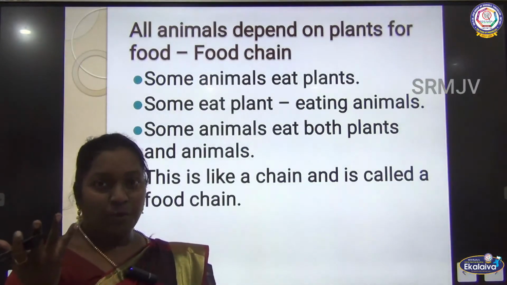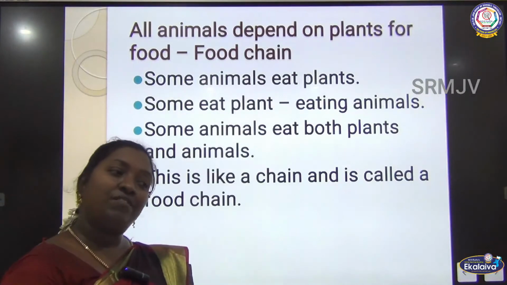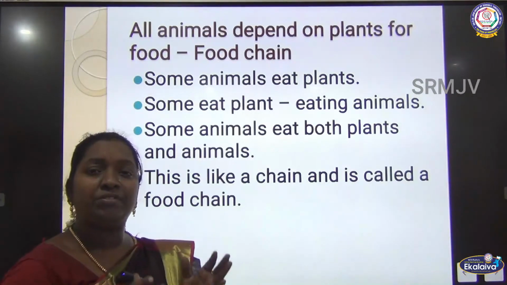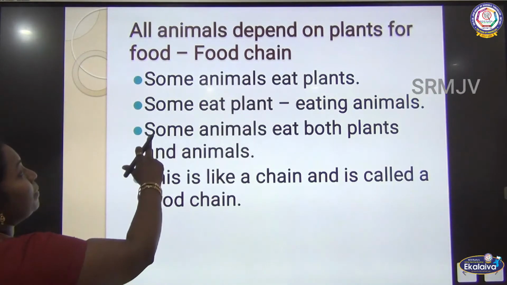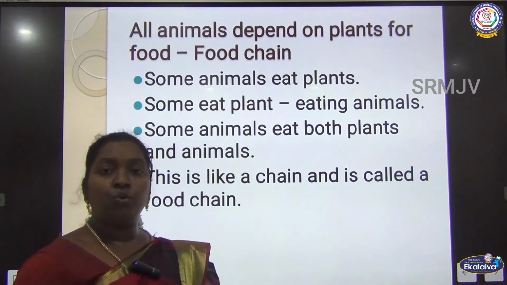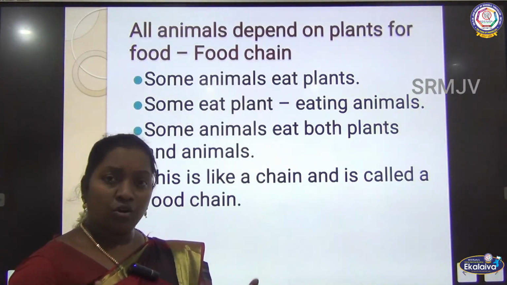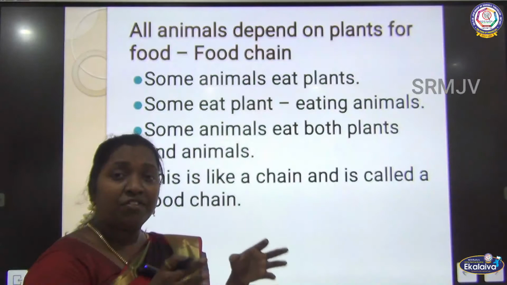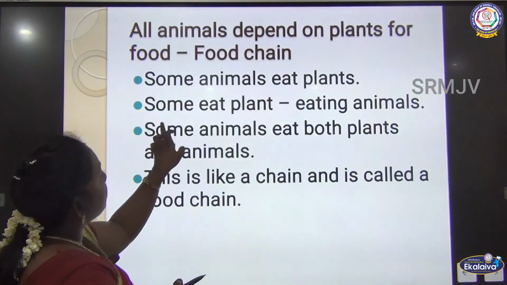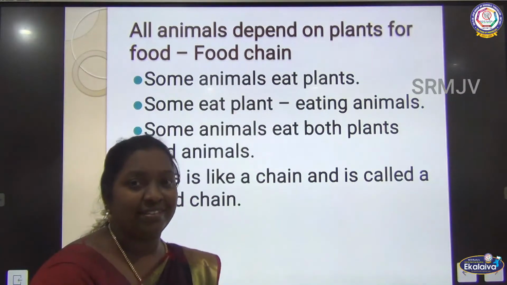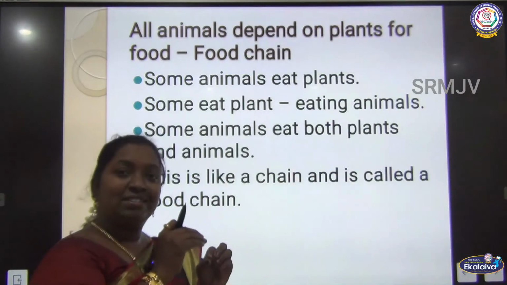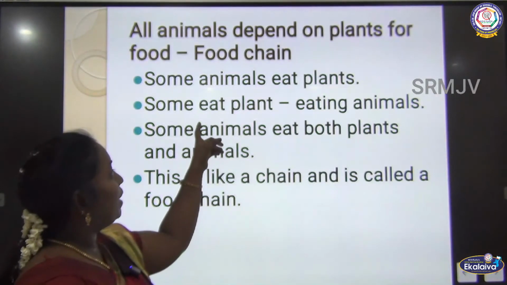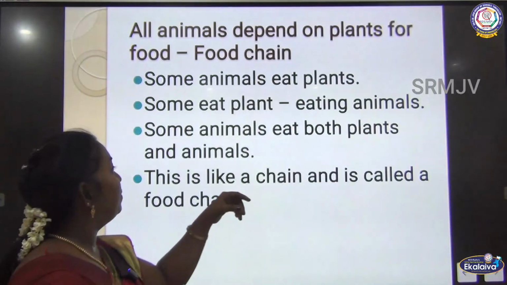As we know, animals cannot prepare food. They depend on others, and other animals are also there, which may be a different category. All the animals depend on plants. Some animals eat plants, like cow, horse, giraffe, goat. There are so many animals in the animal kingdom. Some types of animals eat only plants. Some eat plant-eating animals. See this, the plant is eaten by the animal, and that animal could be eaten by some other animal. So a plant-eating animal will be eaten by other animals.